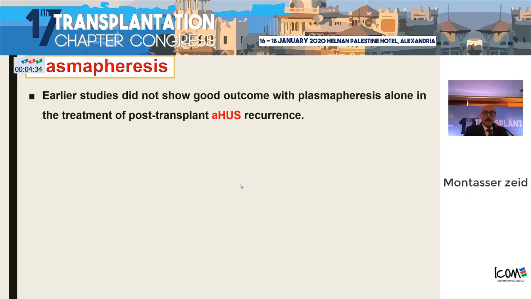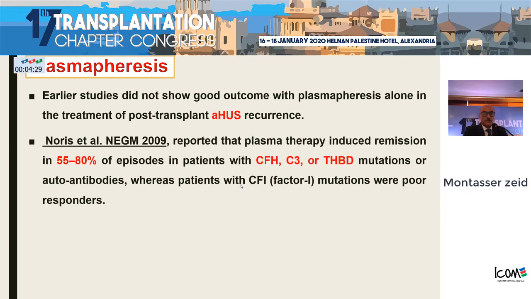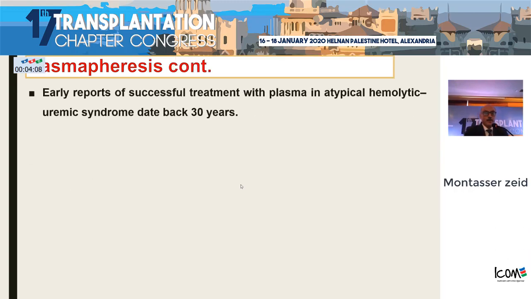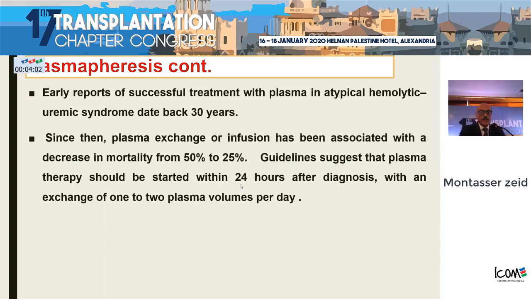Earlier studies did not show good outcome with plasmapheresis alone in the treatment of post-transplant atypical HUS recurrence. Noris et al. reported that plasma therapy induced remission in 55 to 80% of episodes in patients with complement factor H, C3 or thrombomodulin mutations or autoantibodies, whereas patients with complement factor I mutations were very poor responders. Earlier reports of successful treatment with plasma in atypical hemolytic uremic syndrome date back 30 years, and since then plasma exchange or infusion has been associated with a decrease in mortality from 50% to 25%.